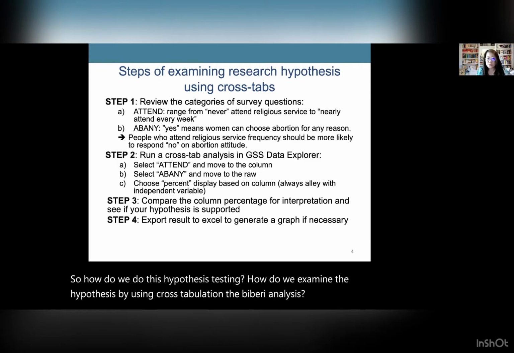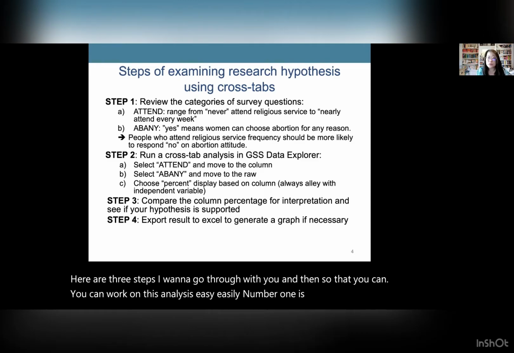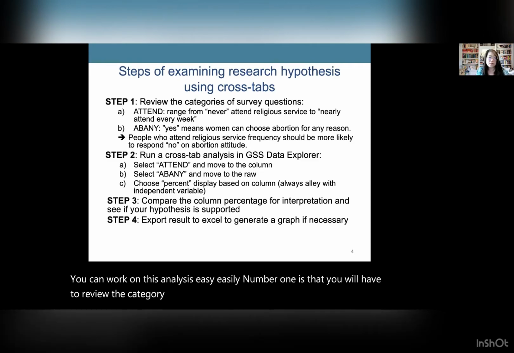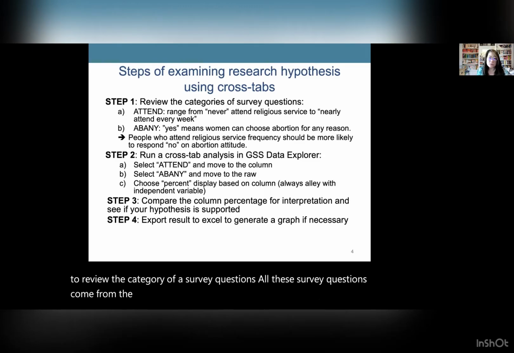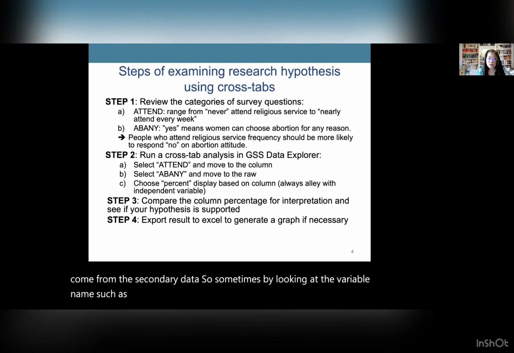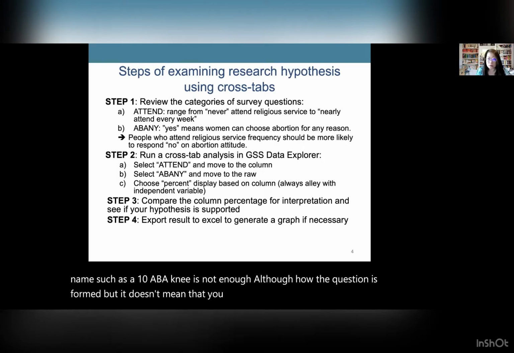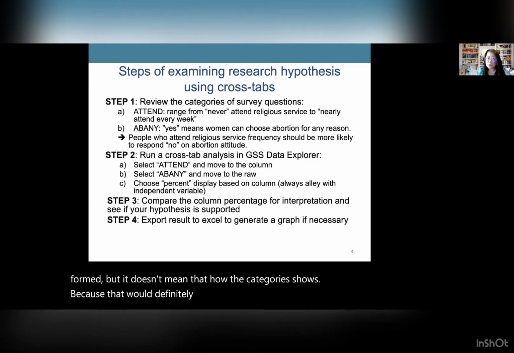Here are 3 steps I want to go through with you. Number 1 is that you will have to review the categories of the survey questions. All these survey questions come from secondary data. So sometimes looking at the variable name, such as A10, AB any, is not enough. Although you know how the question is formed, it doesn't mean that you know how the categories are shown, because that would definitely affect your process in hypothesis testing.